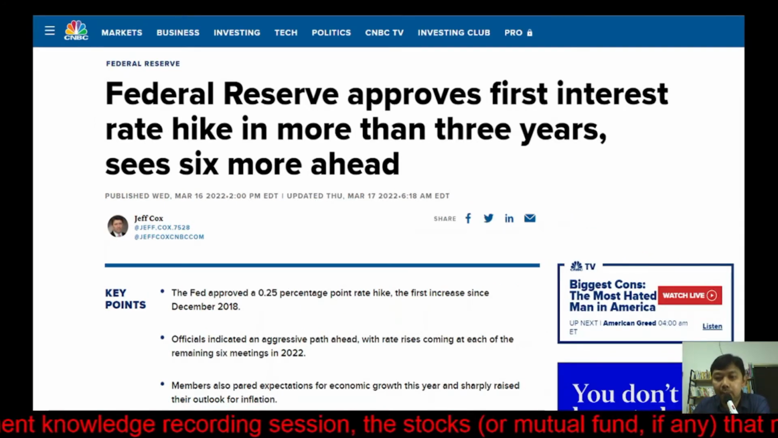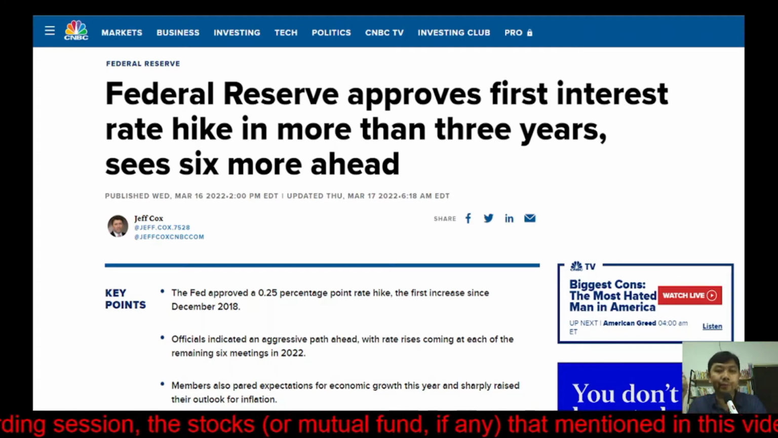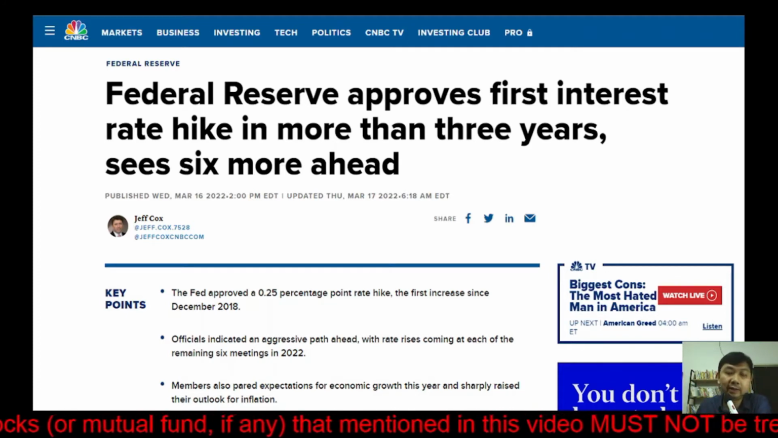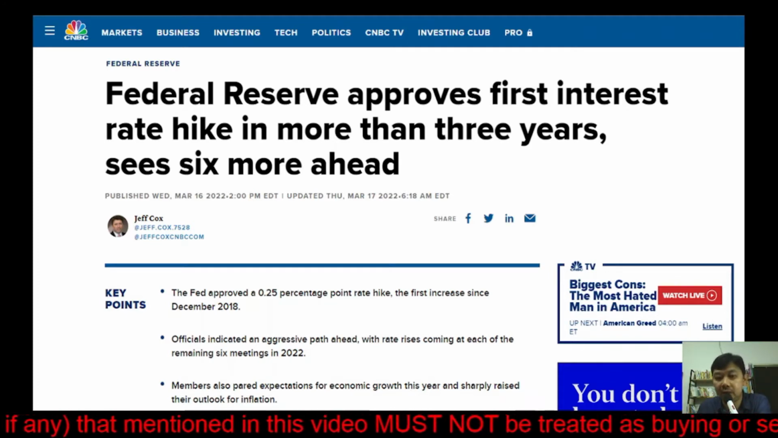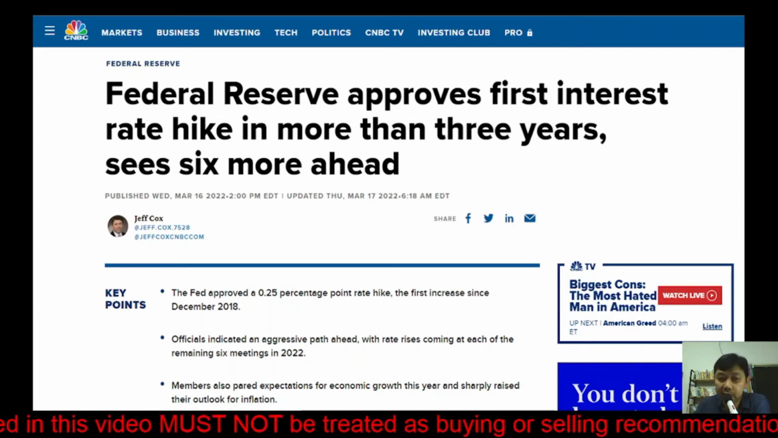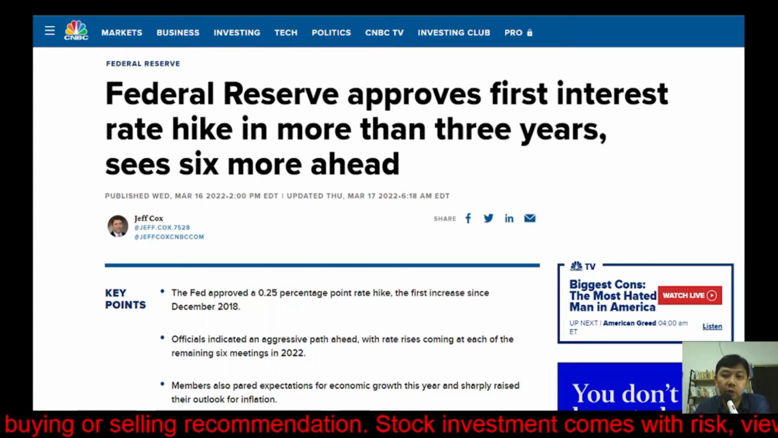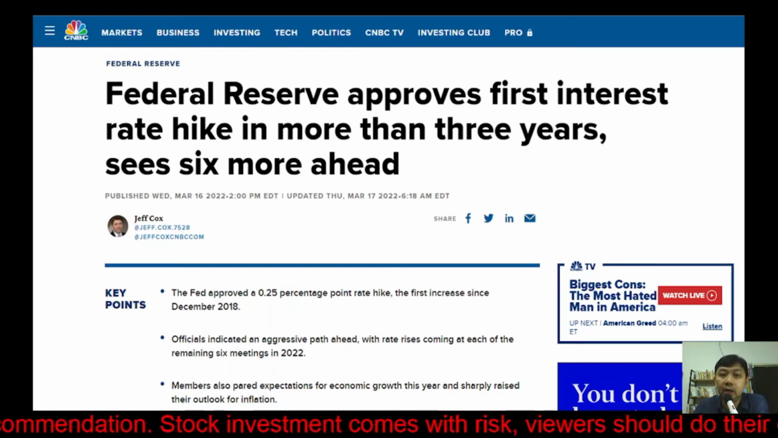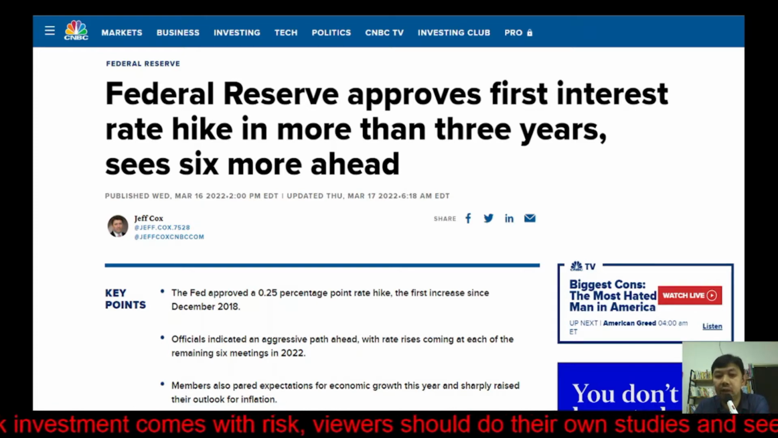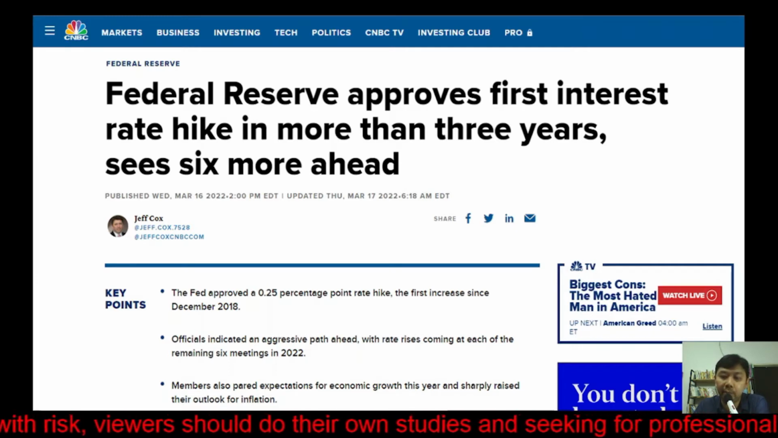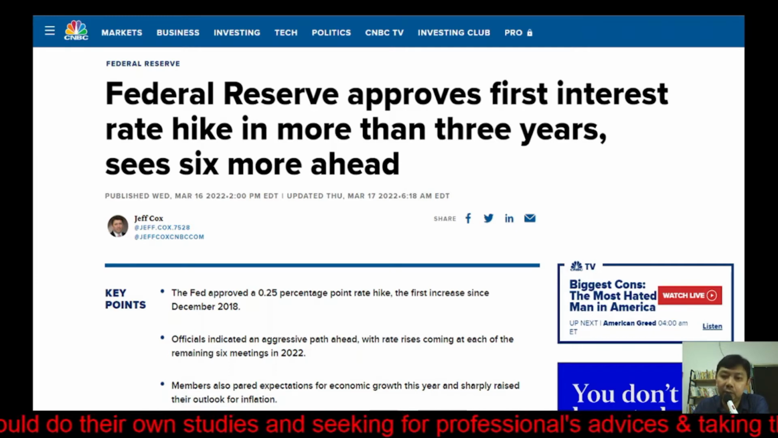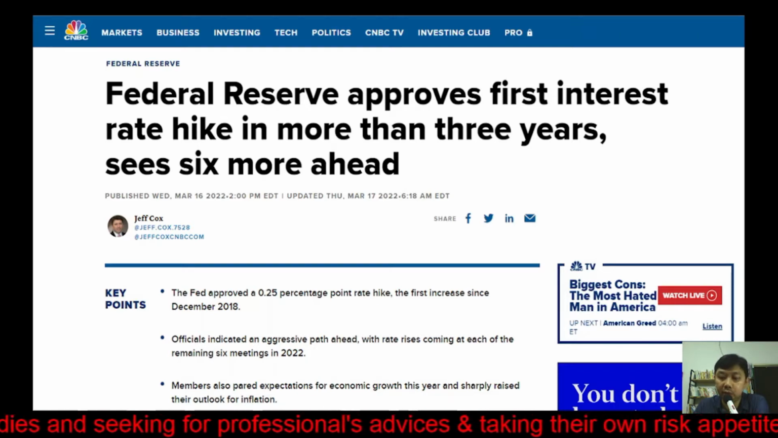So recently, in March 2022, the Federal Reserve finally raised the interest rate by 25 basis points after 3 years. They say they are going to continuously raise the interest rate ahead throughout the year of 2022. There are 6 meetings remaining. The next meeting will be in May of 2022.